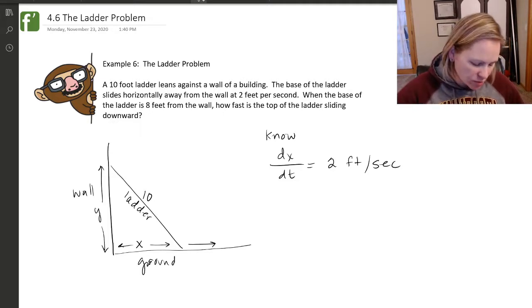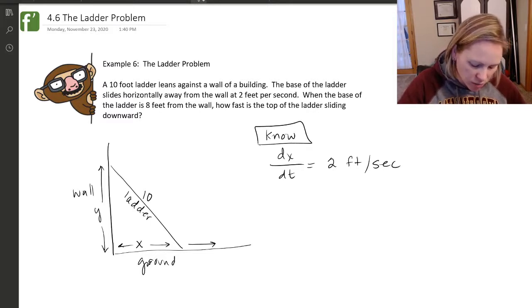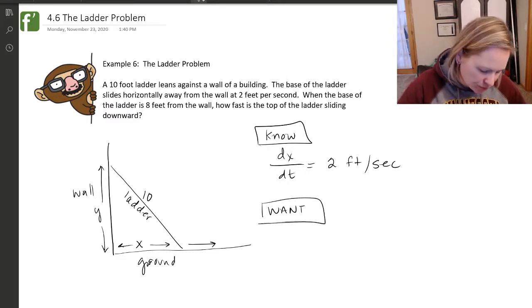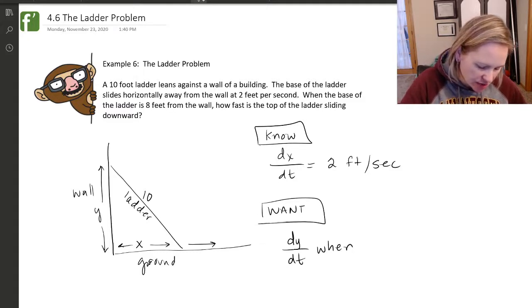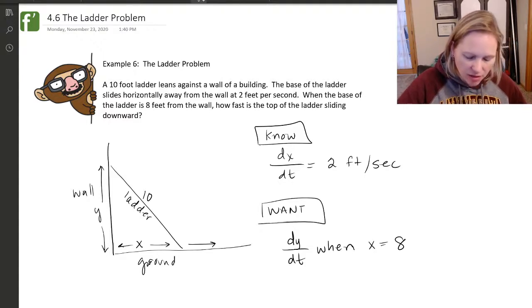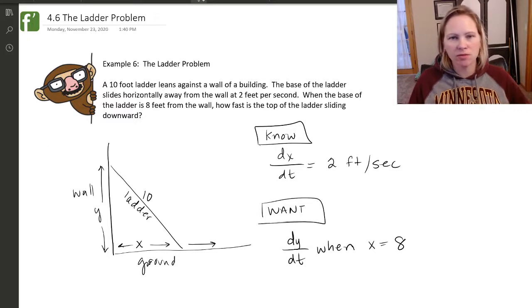So then it says when the base of the ladder is 8 feet, how fast is the top of the ladder sliding? So what we know, this is what we want. We want how fast the top of the ladder is sliding downward. We want dy/dt when the base of the ladder is 8 feet from the wall, so when x equals 8.